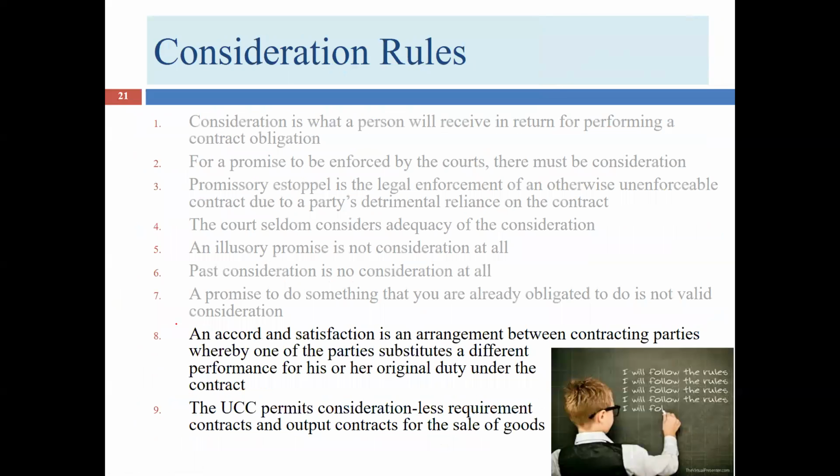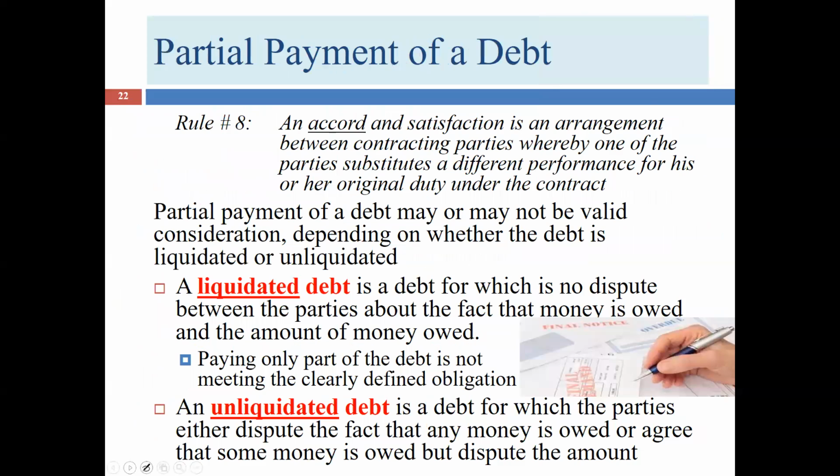Now we're ready for the accord and satisfaction. We've covered our first 7 rules of consideration. Now we're ready for number 8. An accord and satisfaction, this is usually thought of as a one-unit thing. So these two things together is an arrangement between contracting parties whereby one of the parties substitutes a different performance for his original duty under the contract. Okay, so another term for this would be a settlement, probably the common term for this.